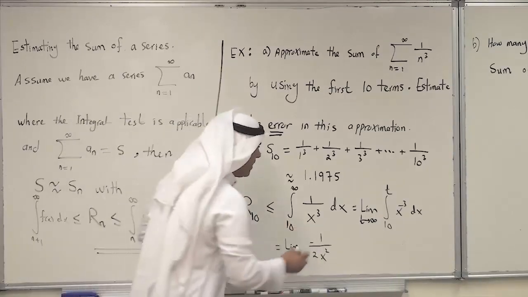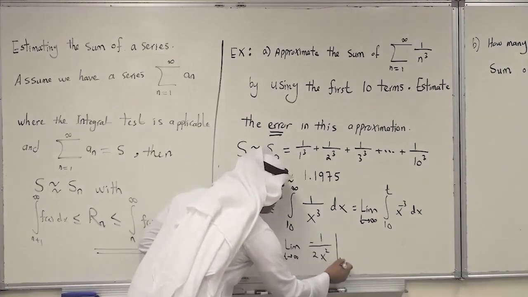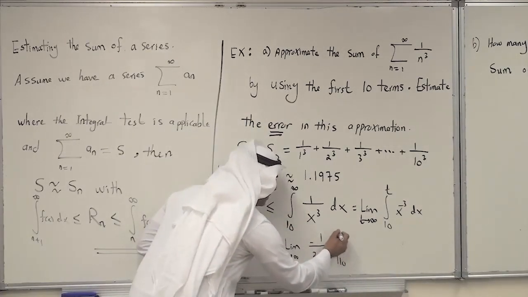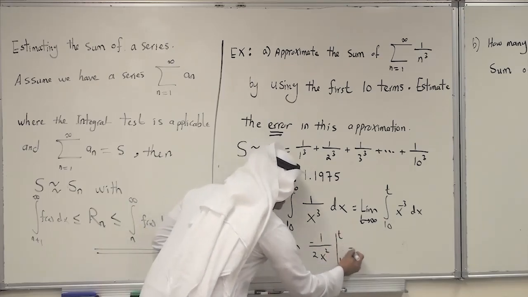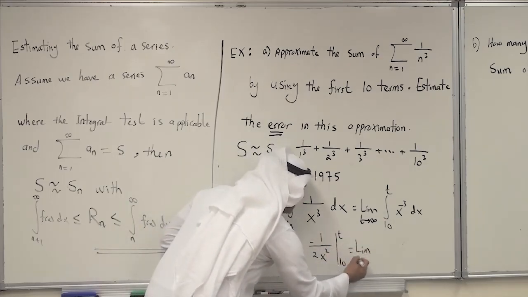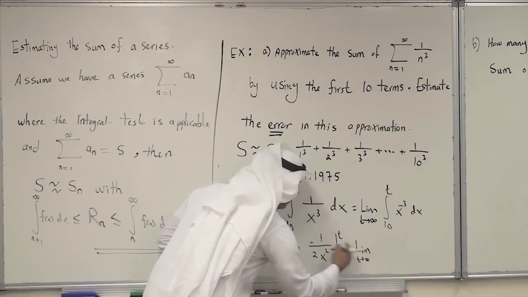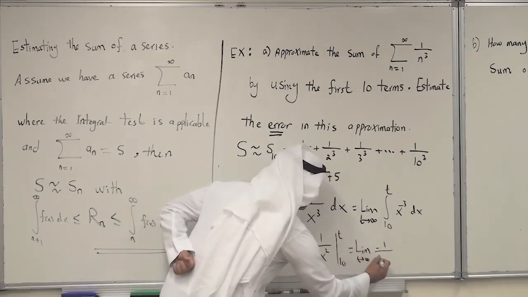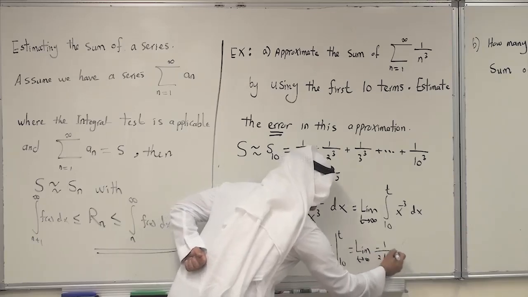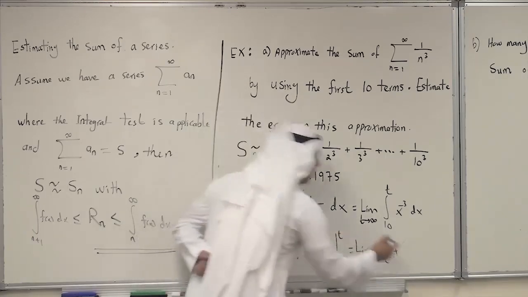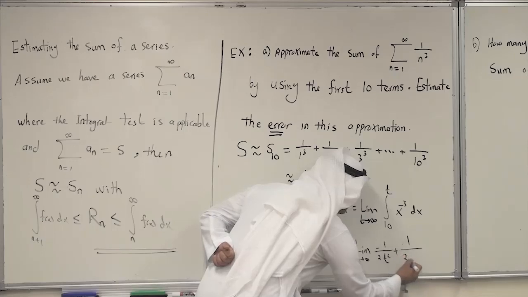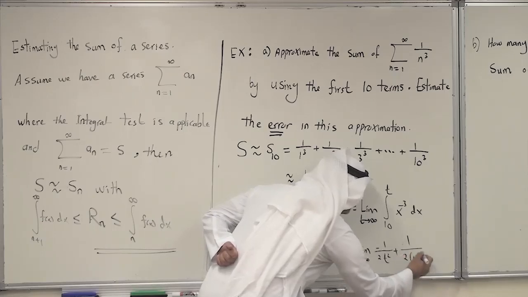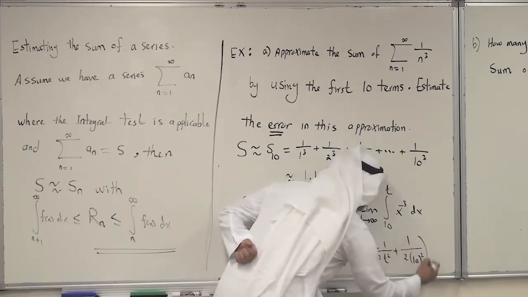So that's exactly what we have. And then we have this evaluated from 10 to t. If you simplify, this is the limit as t goes to infinity. And if you replace t here, you have minus 1 over 2t squared minus minus, that's plus 1 over 2 times 10 squared. Okay, I leave it like this before I continue.